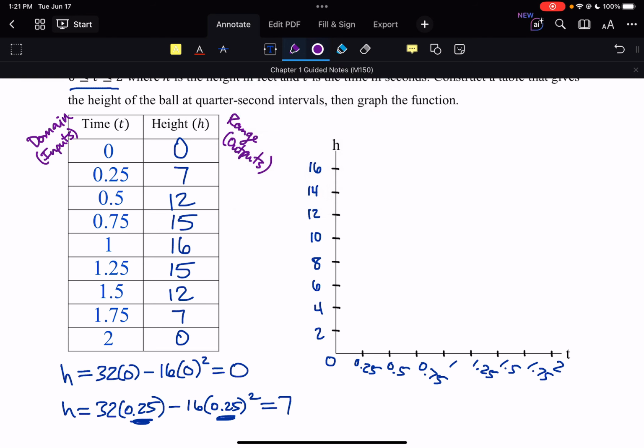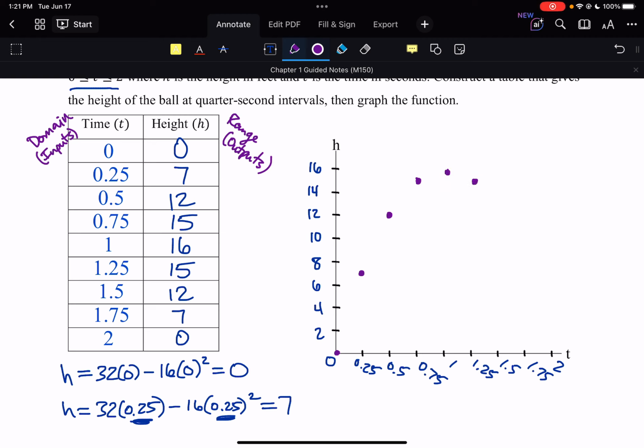So from here, now, we take the time is 0, so that's right here, and the height is 0. So we plot a point. Then we go to a time of 0.25 right here, and we get a height of 7 right here. So that's going to be a point right there. And then 0.5 gives us 12. 0.75 gives us 15. 1 gives us 16.